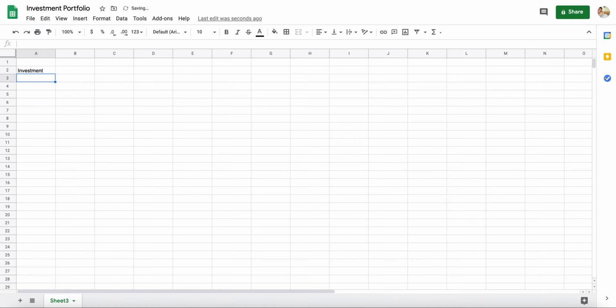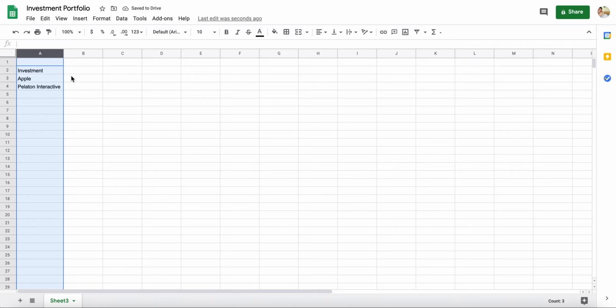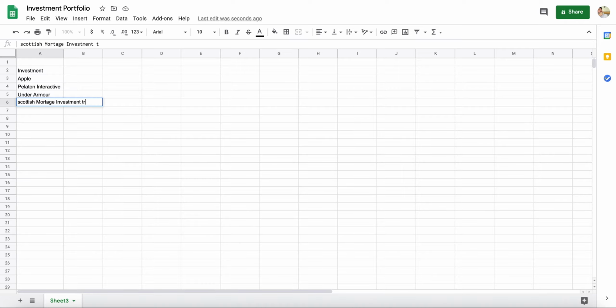So right now it's just going to be very hypothetical investments. So let's say you invest in Apple, Peloton Interactive, which is they sell like exercise bikes. They've been getting a lot of popularity during the period of COVID. Let's also consider Under Armour, and let's take a fund. Let's take Scottish Mortgage Investment Trust.